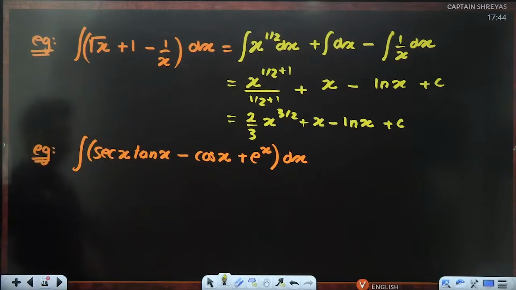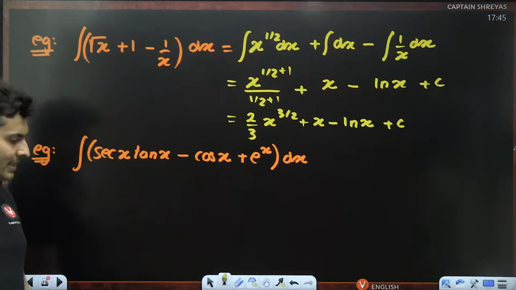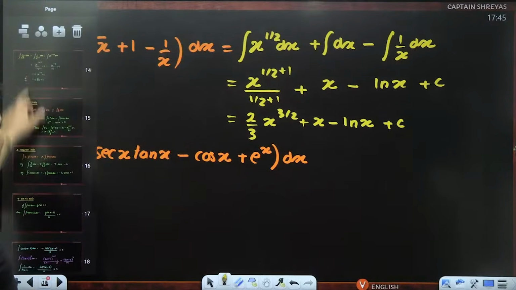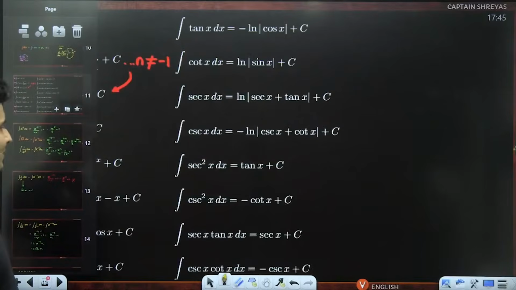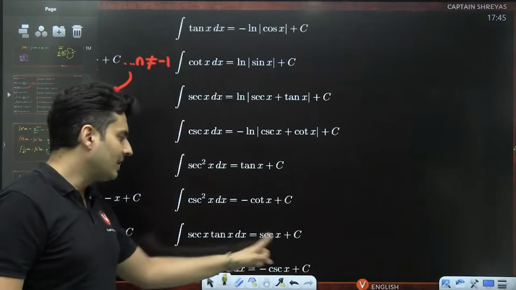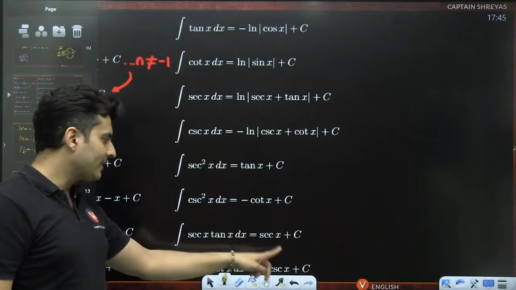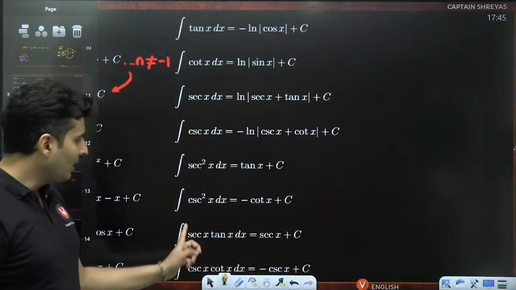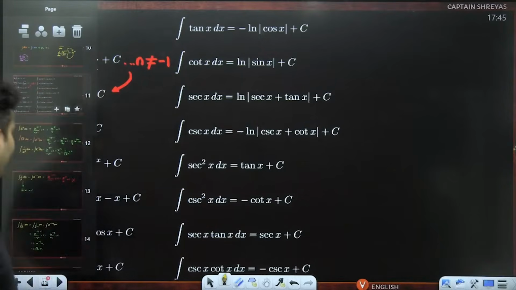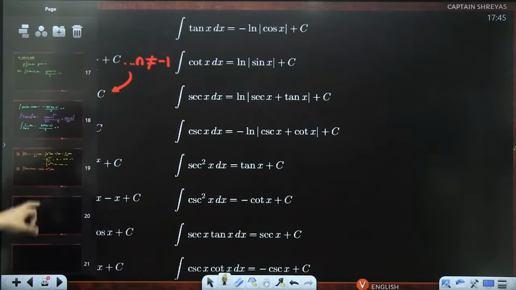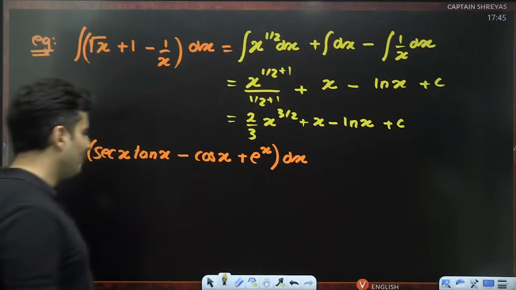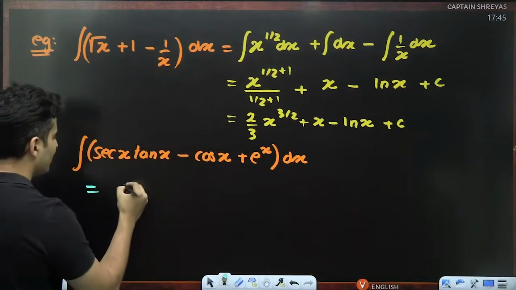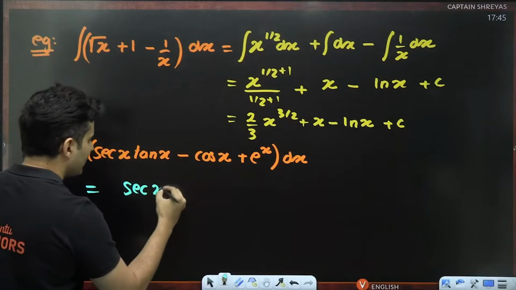Similarly, try to do this problem. Think whose derivative is sec x tan x. We have seen this. Sec x tan x is the derivative of sec x. Sec x's derivative is sec x tan x. So the integration of sec x tan x is basically sec x. Exactly. So if you remember the derivatives formula, you will get it very simply. Hence the answer to this particular question will be just sec x.